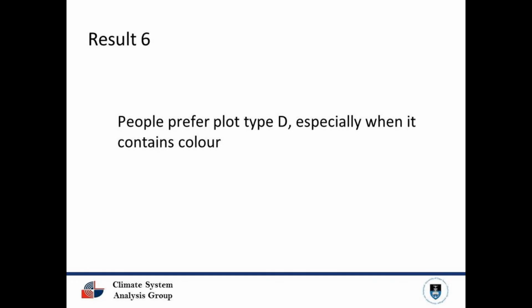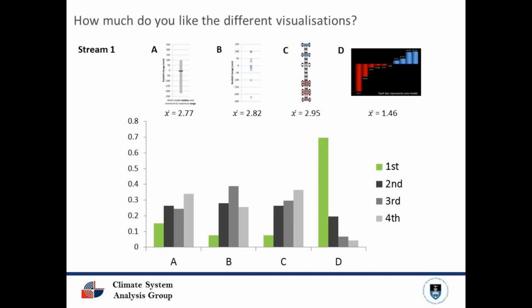In addition to the questions around interpretation, we also asked some very simple questions around which type of plots people preferred. And resoundingly, the result was that people preferred plot type D. So here we're comparing A, B, C, and D, and especially when it contains color. So here again, we're looking at the different types of plots. So we've got A, B, C, and D for stream 1 here. And what you can see in the figure below is the way people ranked those models. They were asked to rank them from 1 to 4, so 1 being the best, 4 being the worst.